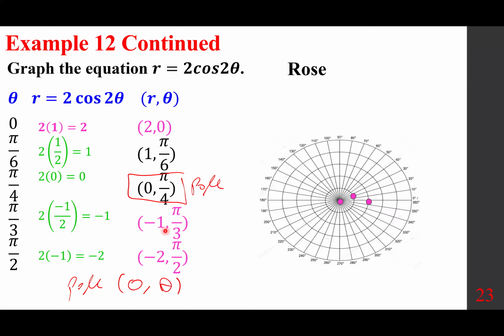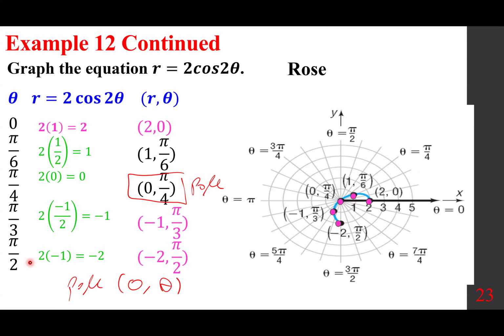Then -1 with pi over 3. So pi over 3 is 60 degrees. So we are in this direction. Because it's -1, we go in the opposite direction. Again, pi over 3 is 60 degrees, and the reason we go in the negative direction is because of the -2. Again, -1, pi over 2, the same thing. It's in the positive direction, but this negative takes us down by 2. So that's only from 0 to pi over 2.